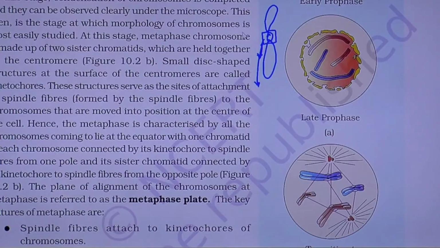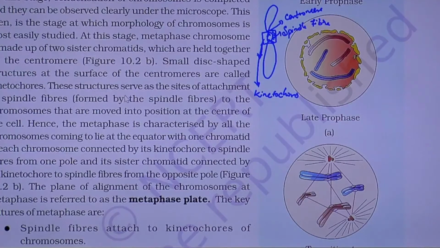This is the centromere. In the centromere we have a small surface that is called the kinetochore. Here we have a spindle fiber. So a small disc-like structure, this disc-like structure is called the kinetochore.